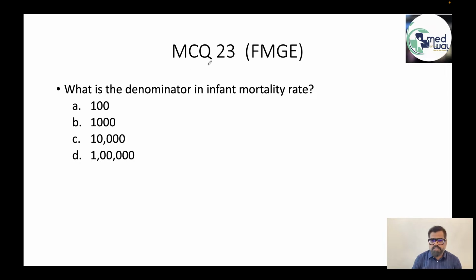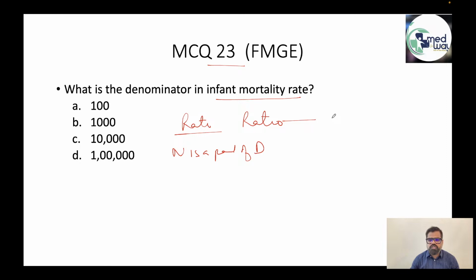Okay, let's take the 23rd question. What is the denominator in infant mortality rate? Now here only, students, before I answer this question, there are two things, rate and ratio. Please remember one thing: in a rate, the numerator is a part of the denominator. In a ratio, the numerator is not a part of the denominator. Please remember this bottom line difference.